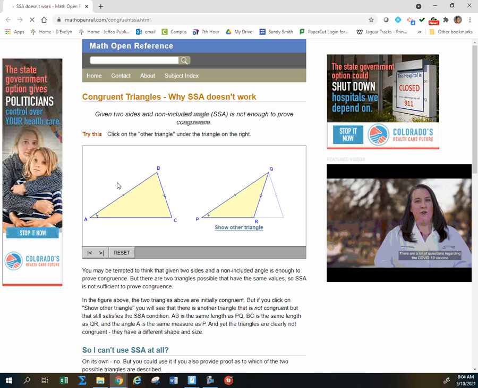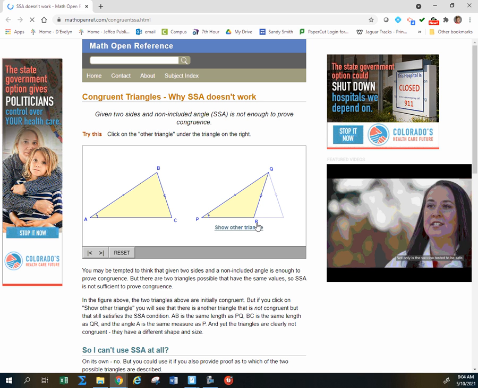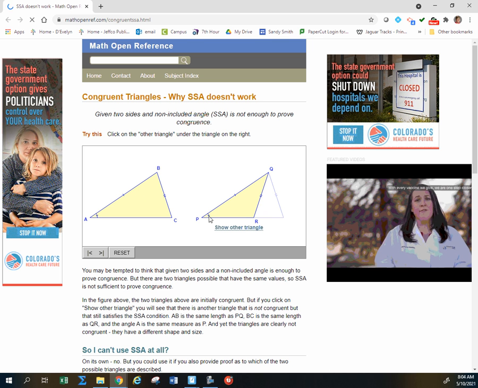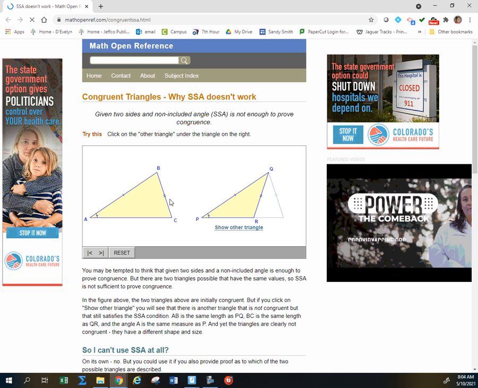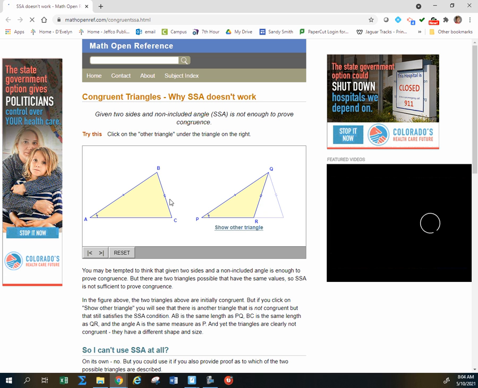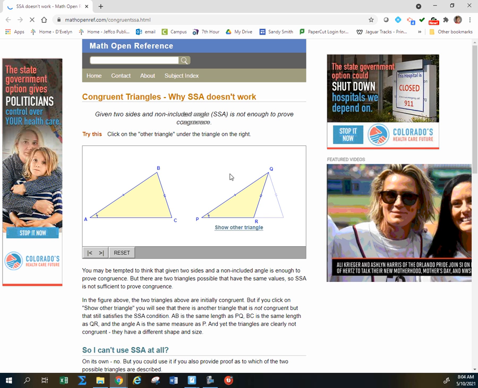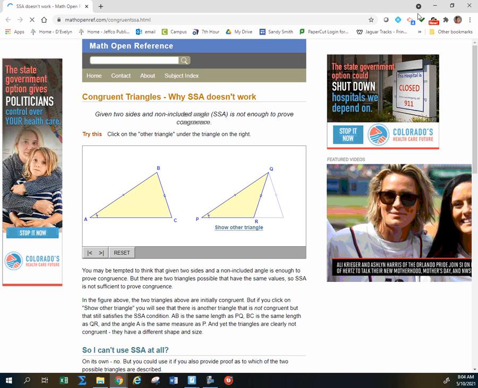But they're saying that this side from A to B is the same as this side from P to Q, and the side from B to C is just as long as the side from Q to R, and they've got the A and the P labeled as congruent. So they've got two sides and one angle, but that angle is not in between the congruent sides. Does that make sense to everybody? And I already showed you a picture at the very beginning of why AAA won't work.